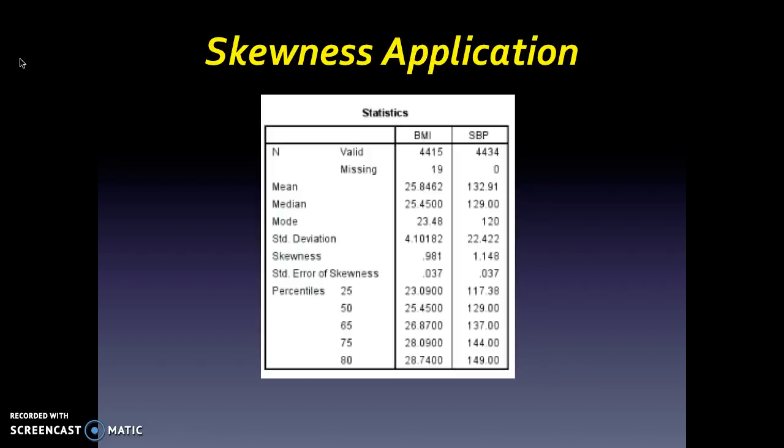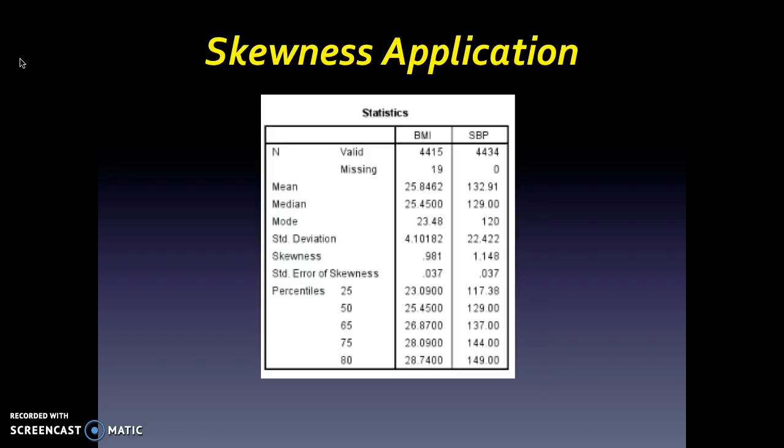We have some BMI and systolic blood pressure data here in example 1. Let's determine if the two data sets are skewed, and if they are, which direction the skew takes place. Using the rule of 1 technique, again, if the skewness score for a data set is between plus or minus 1, then it is considered normal.